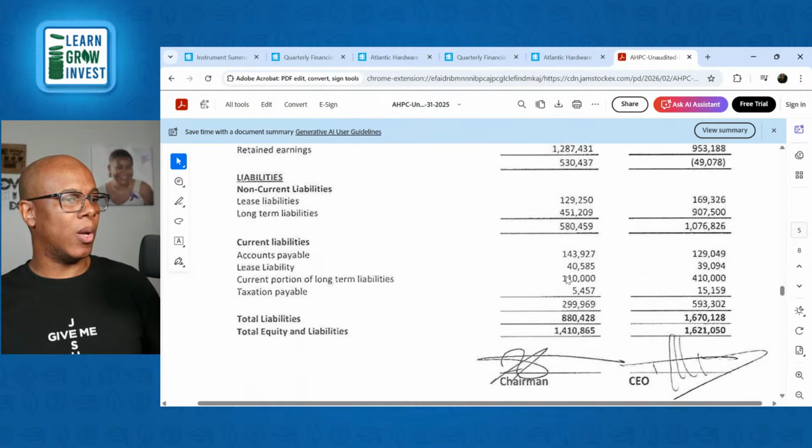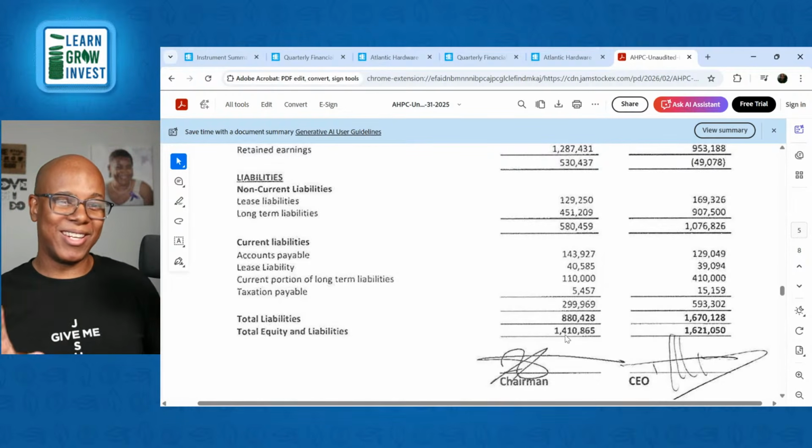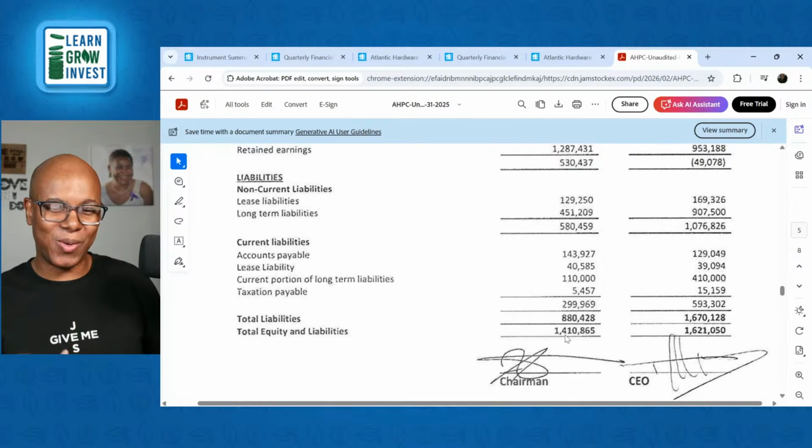And then when we look down to the total equity and liabilities, we see it's 1.4 billion. So again, the 2 sides will always balance out. That's why it's called a balance sheet, because both sides need to balance. And if you did accounting, whether in high school or university, you'll understand this quite well.